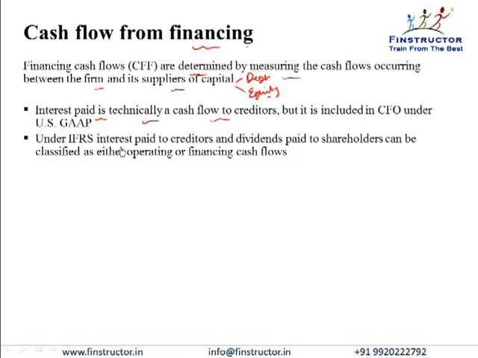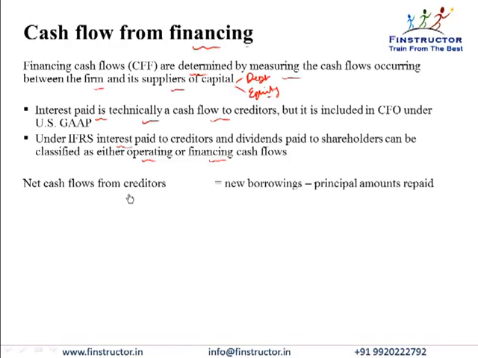Under IFRS, both interest paid to debt holders and dividends paid to shareholders can either be classified as operating or financing at the discretion of the management. So if you feel that both of these are repeatable continuous expenses that should be deducted from operations, you can take them as operating cash flow or you can keep them in financing. So the net cash flow from debt holders will be the new borrowings minus the principal amounts repaid. Please recall that interest paid is cash flow from operations. So any new borrowings would be a cash inflow. Any principal repayments will be a cash outflow.